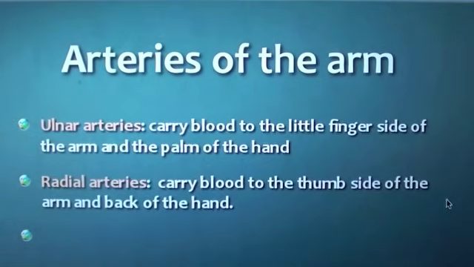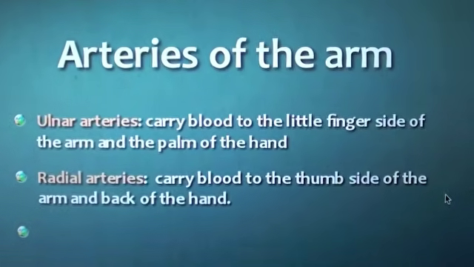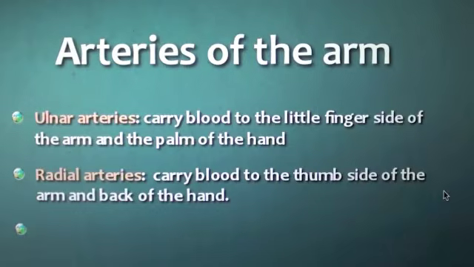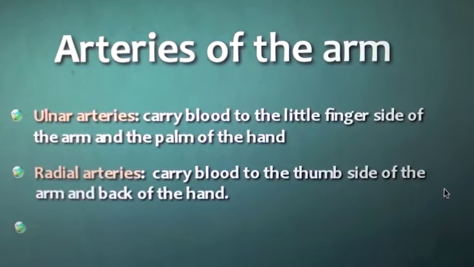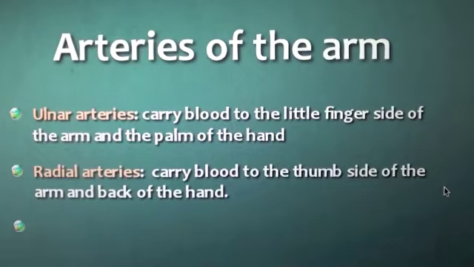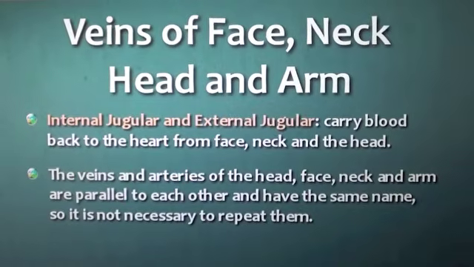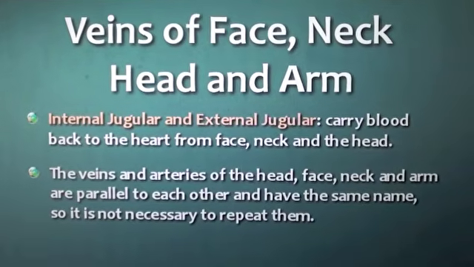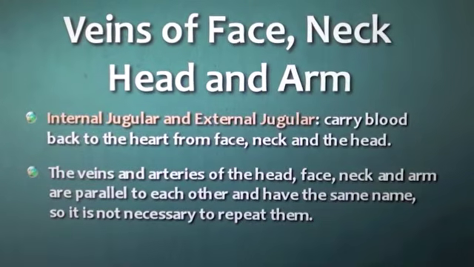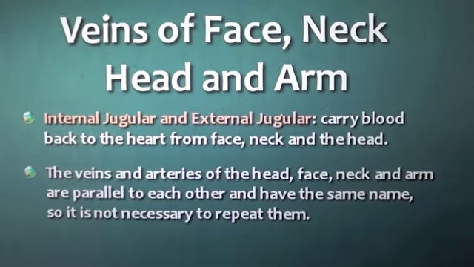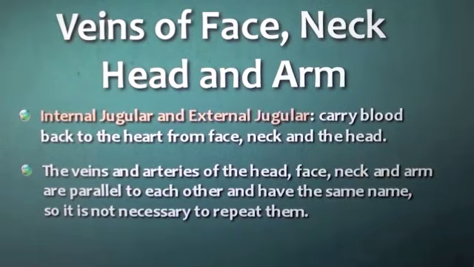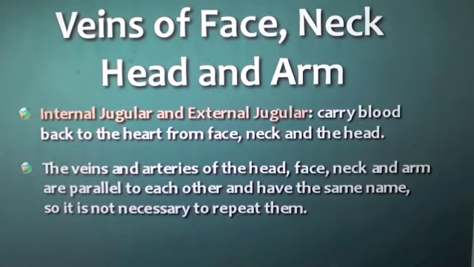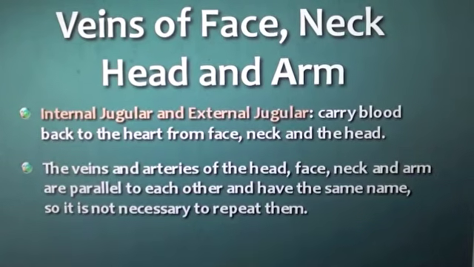Arteries of the arm. Ulnar arteries carry blood to the little finger side of the arm and the palm of the hand. Radial arteries carry blood to the thumb side of the arm and back of the hand. Veins of the face, neck, head, and arm. Internal jugular and external jugular carry blood back to the heart from face, neck, and the head. Since the veins and arteries of the head, face, neck, and arm are parallel to each other and have the same name, it is not necessary to repeat them.